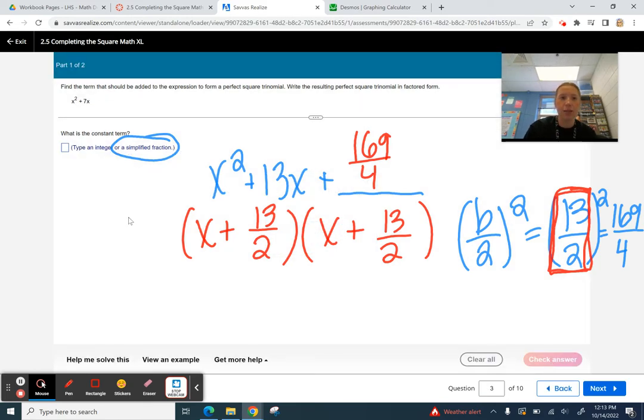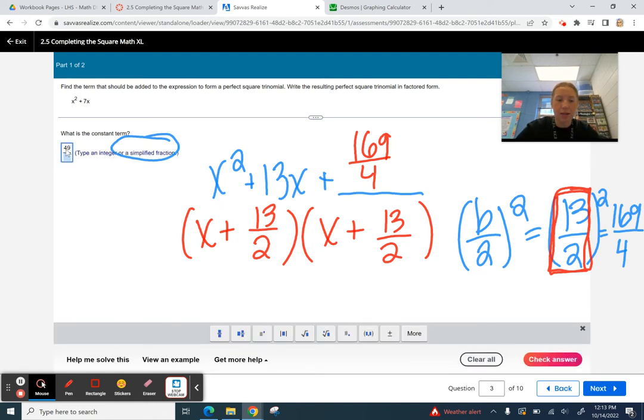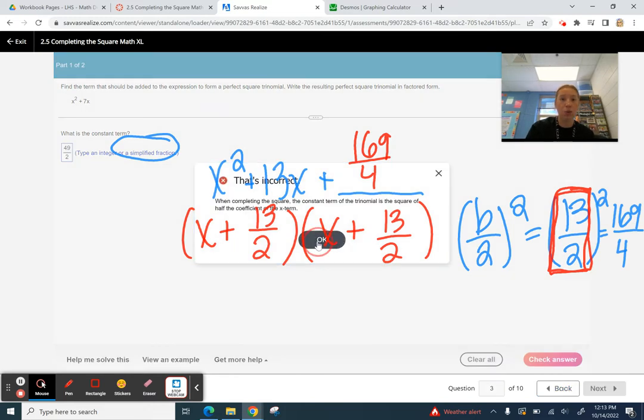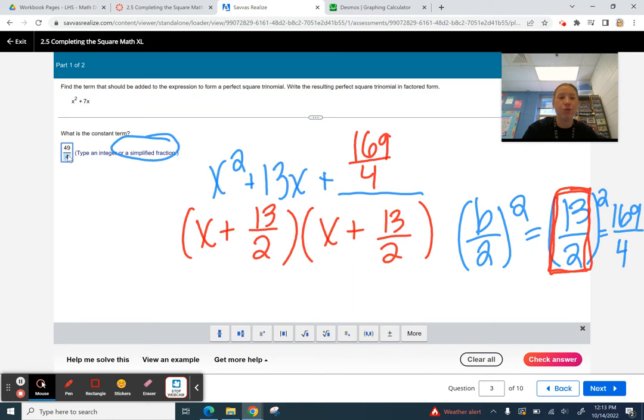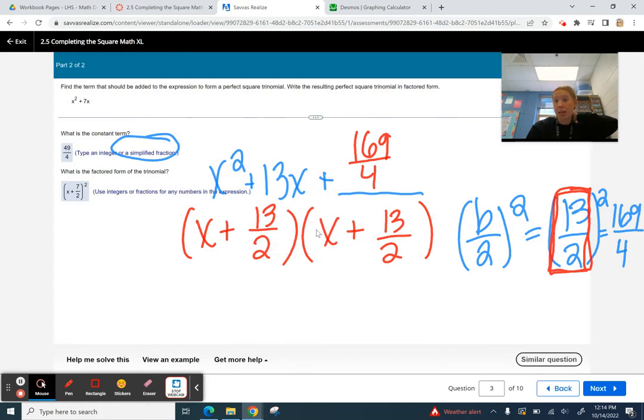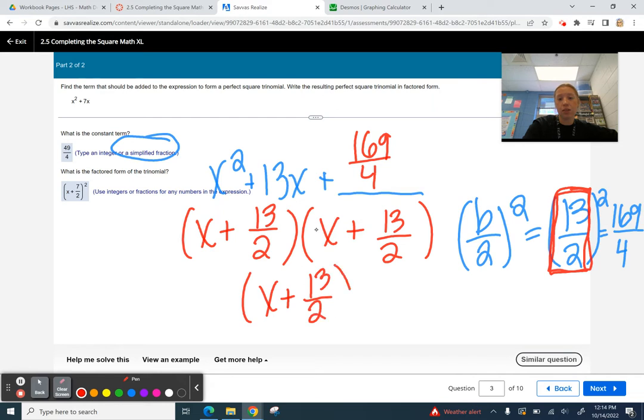Let me try something real quick. This one, 7 squared is 49. That would be 49 fourths. I was wondering if I could type x plus 7 halves and square it. So it will take either way. It would take you writing out the parentheses twice, or if you want to square it right away, it'll take that as your answer.